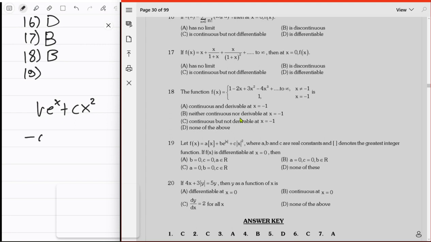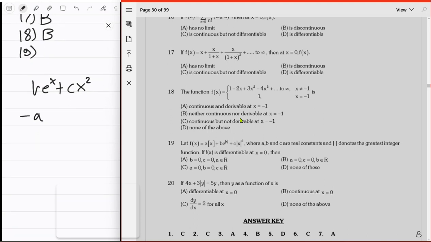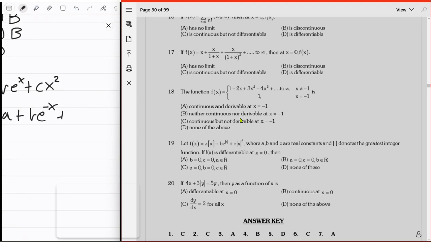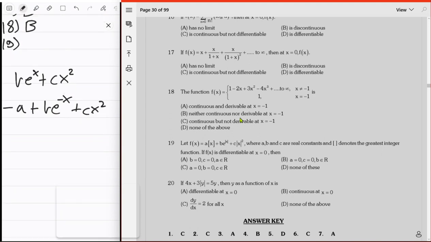So that would just be this thing, negative a plus b e power negative x. So yeah, e power negative x, and this would still be just c x squared, right? So the derivative of this guy. Well, first of all, check if it's continuous or not. So at x equal to 0, this will just become b, and this will become b minus a.